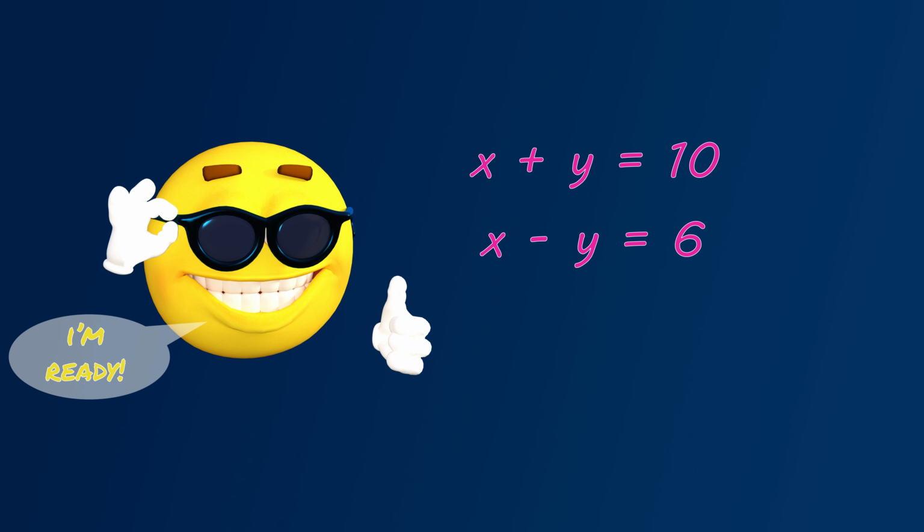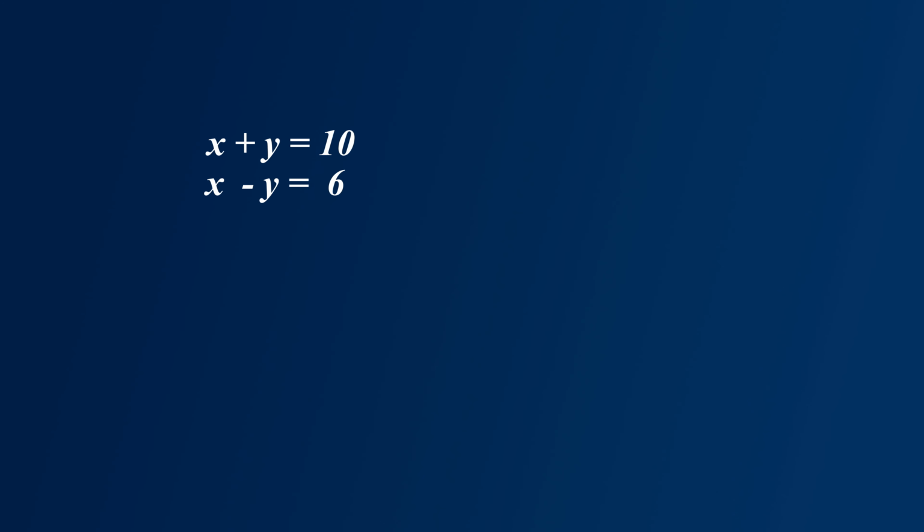Let's start. Here are two equations. The first equation is x plus y equals 10. The second equation is x minus y equals 6. We'll call them first equation and second equation. That will help in explaining.